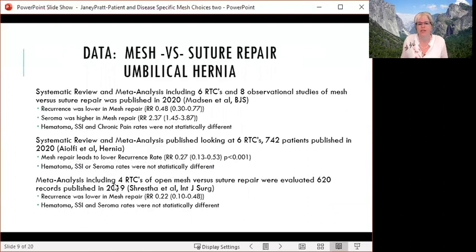Another meta-analysis, including 4 randomized controlled trials of open mesh repair versus suture repair, evaluated 620 records published in 2019. This was Shrikhande et al., and it showed the recurrence rate was lower in mesh repair with a relative risk of 0.22. Hematoma, surgical site infection, and seroma rates were not statistically different.